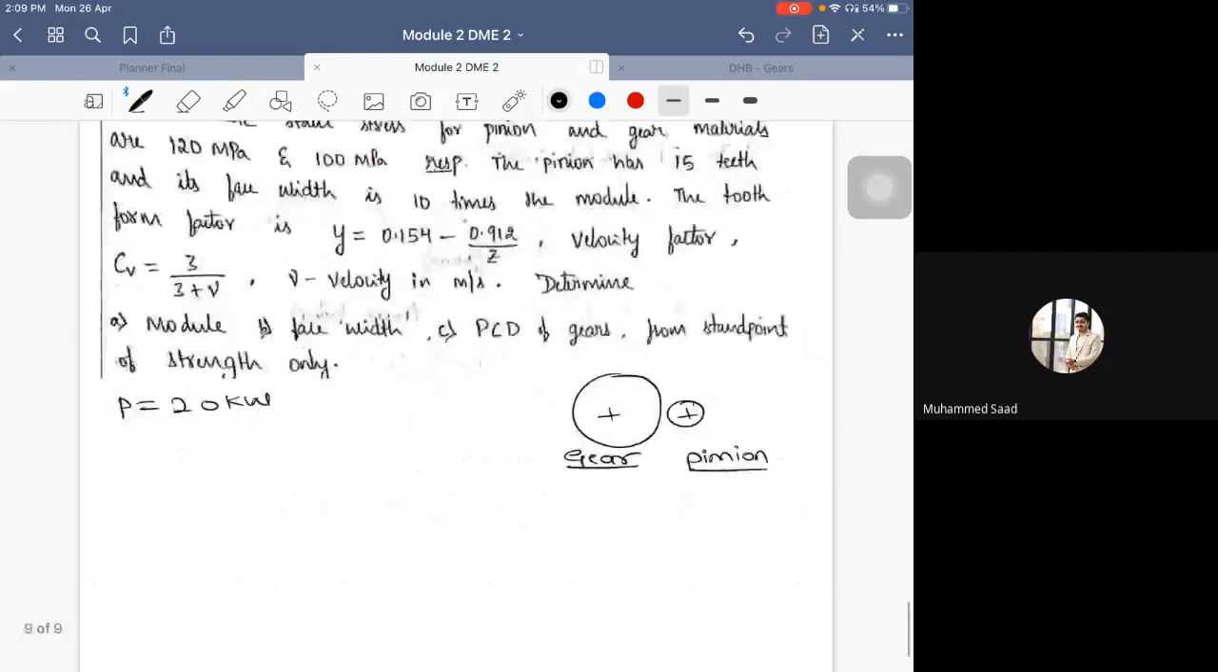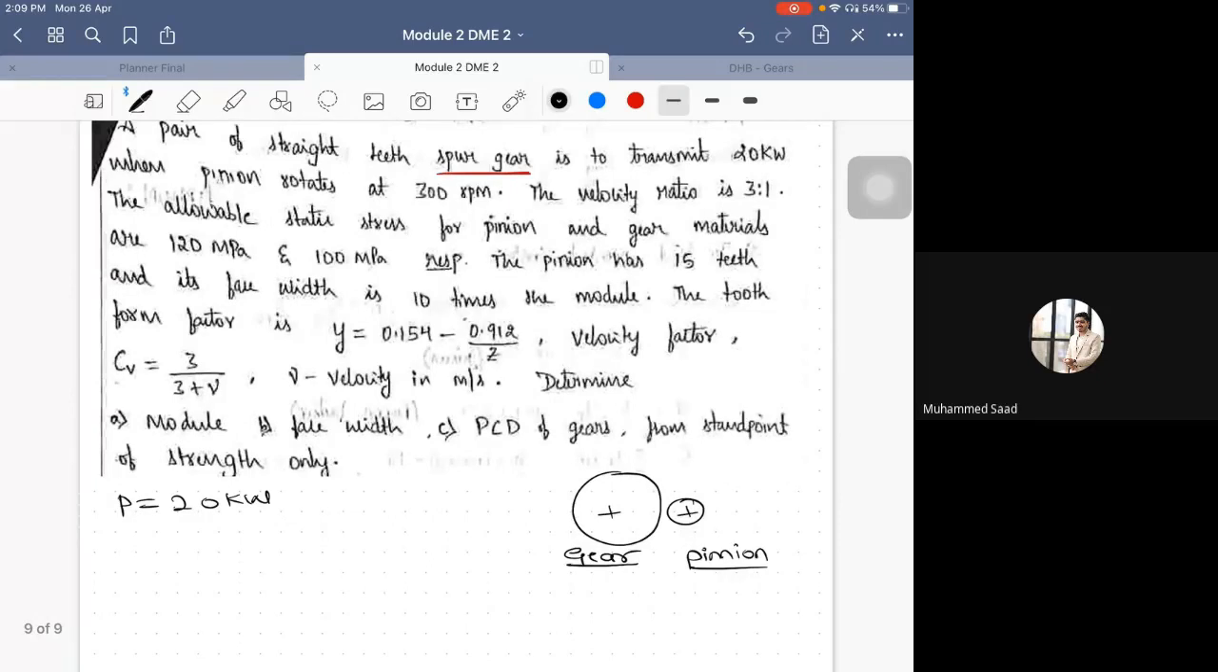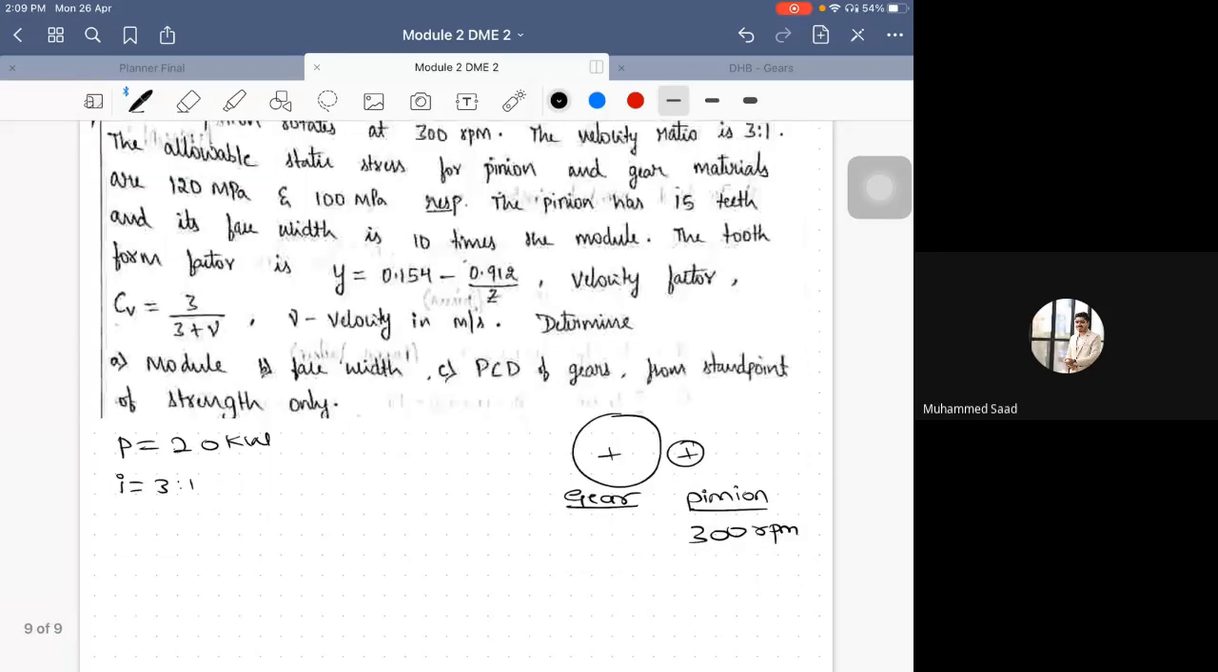Okay, below that you can just write the parameters to avoid the confusion. The pinion rotates at 300 RPM. So just write 300 RPM just below the pinion there. The velocity ratio is 3:1, so the I value is being given. I is used to indicate the velocity ratio, and it is given as 3:1. So I value is 3:1. Allowable static stress for the pinion, he says. So it's a pinion parameter. Okay. So allowable static stress is nothing but the design stress, and it's for the pinion.